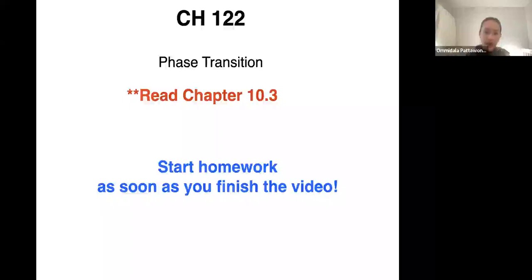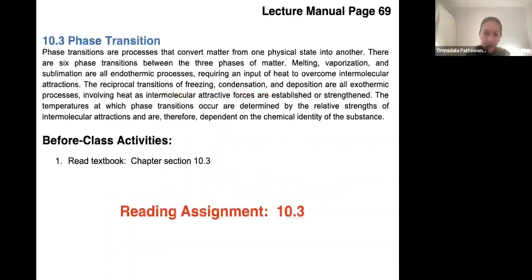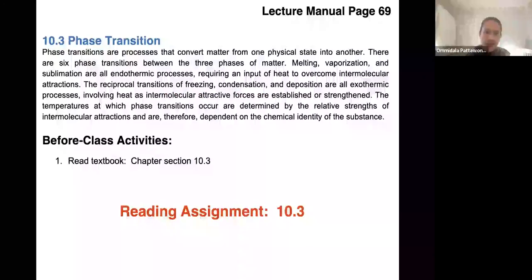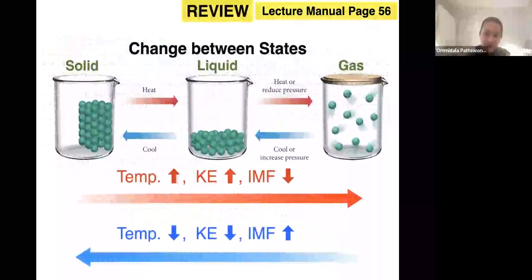In this video, we are going to look at phase transition. Please read the OER textbook chapter section 10.3. In this section, we are going to focus our attention on the heat that is involved with the process of phase transition. Earlier on page 56, we learned about the change between states, right?